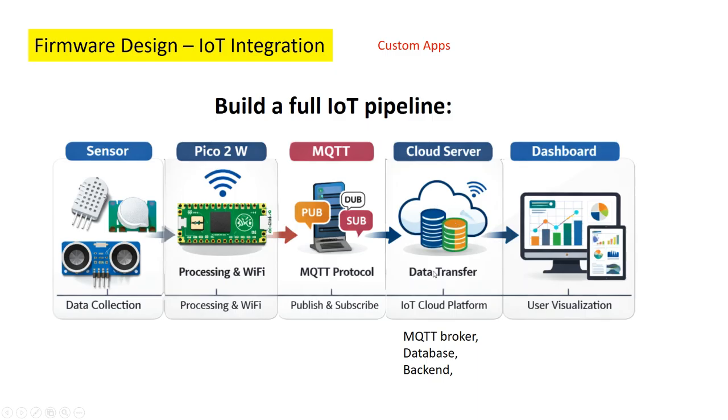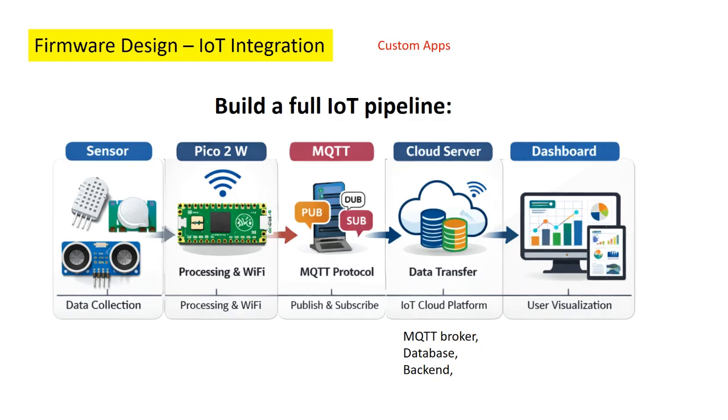And on our cloud server, of course, we need our MQTT broker that receives our data from our Pico-W, and of course the database that helps us to save our data, and of course our backend that manages everything that happens between our Pico-W and our cloud server. Then of course we need a dashboard, so an application server that provides us a dashboard. So we're going to learn how to build these in this series of IoT videos.